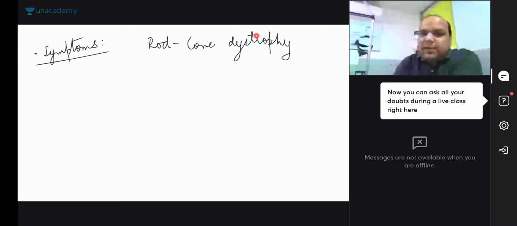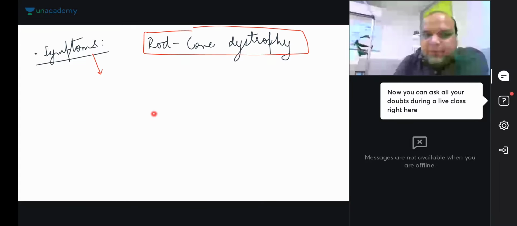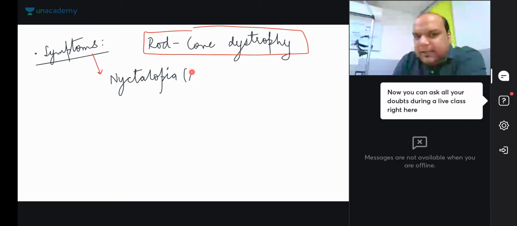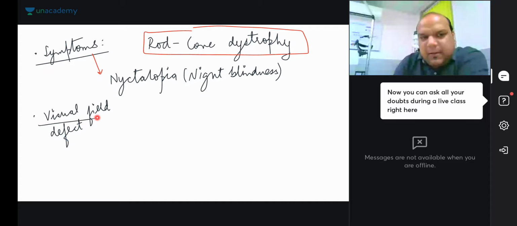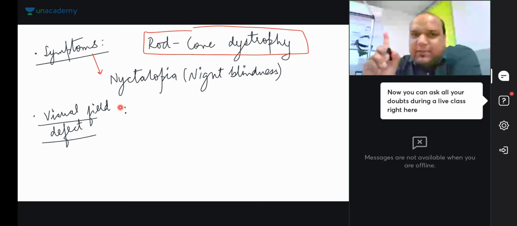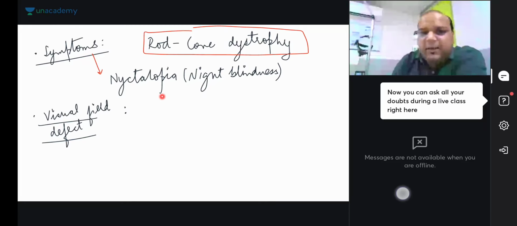Okay, everybody? So as soon as I know it is a rod cone dystrophy, then I think about what will be the symptom. So the symptom will be rod cell problem. And as we have just now discussed, rod cell problem is nyctalopia or night blindness. Now, what is the visual field defect? Again, because these rod cells are present in the periphery, which vision will be lost first? First, peripheral.